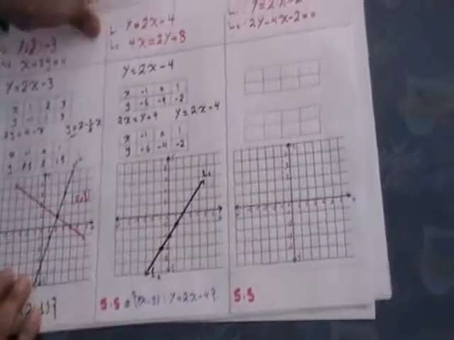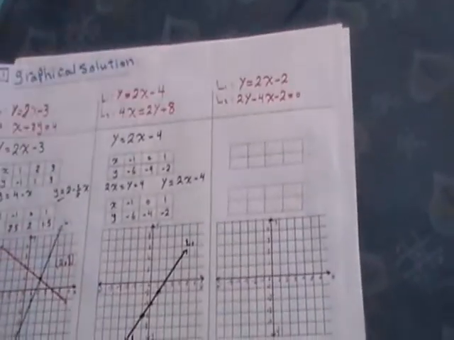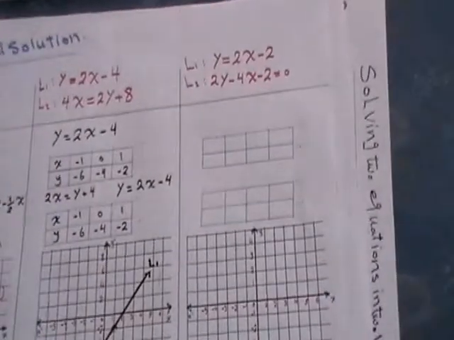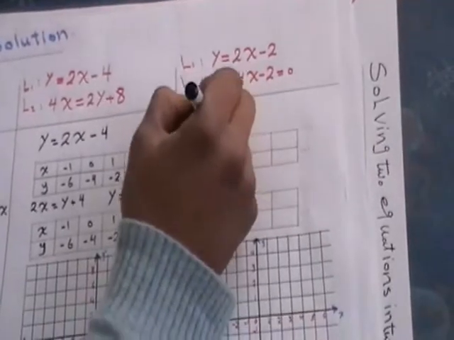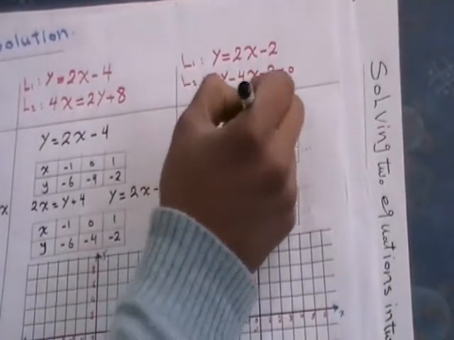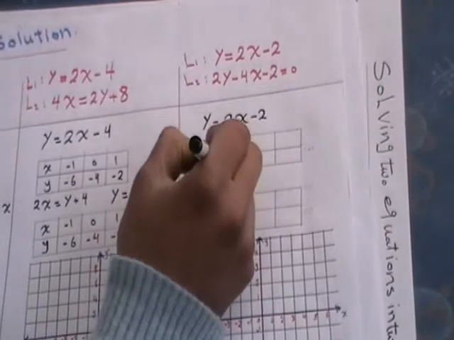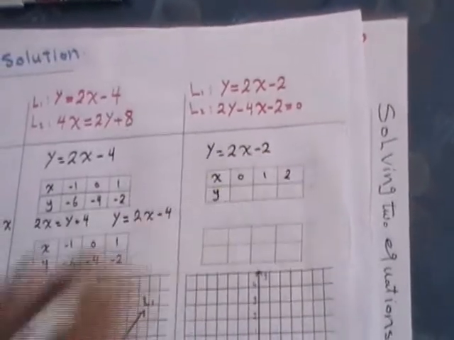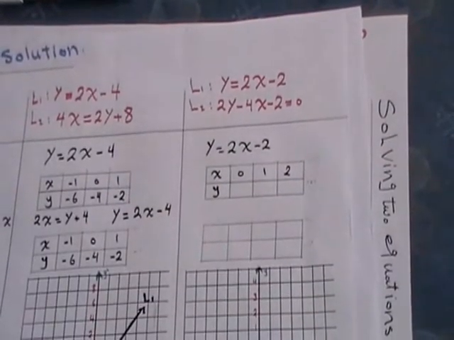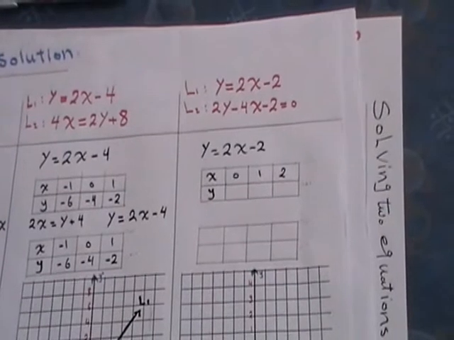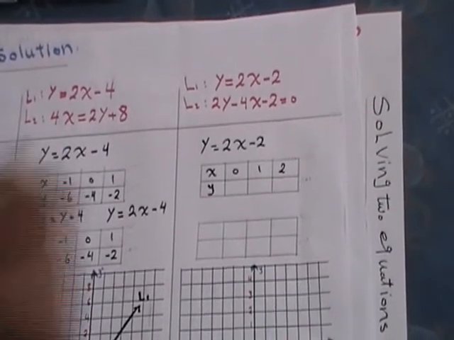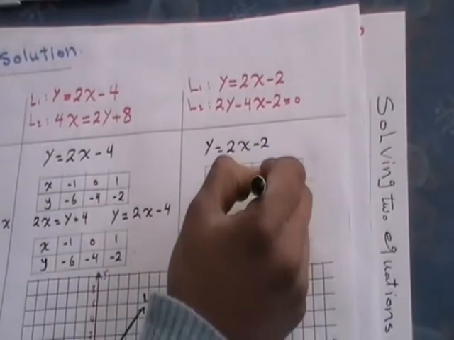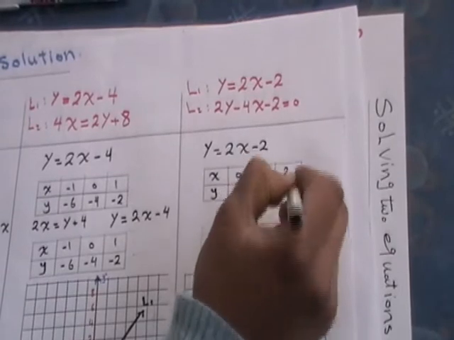Now let's move to another two equations. I have y equals 2x minus 2 and 2y minus 4x minus 2 equals 0. From the first equation, I have y equals 2x minus 2, and here I have x, here I have y. So let's have 0, 1, and 2. As you see, I am choosing some values for x that are near to 0. Don't go far from 0, as we said. I have 0, substitute, so it will be negative 2. After that, 1 will be 0, 2 will be 2.